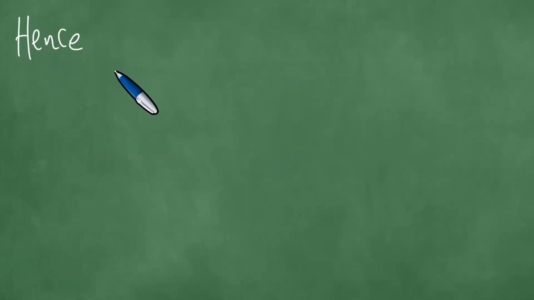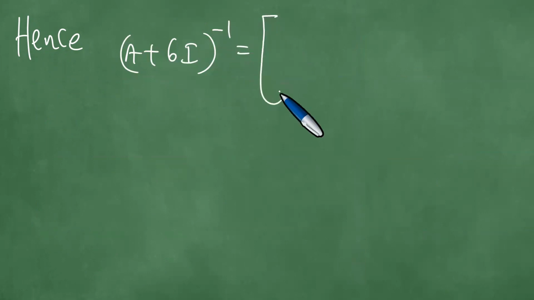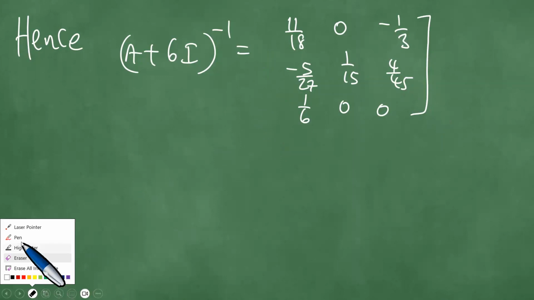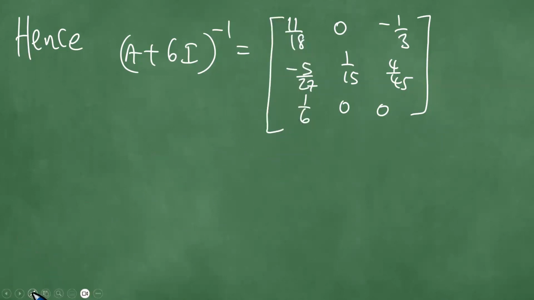hence, A plus 6I inverse is 11 out of 18, 0, minus 1 out of 3, which is minus 5 out of 27, 1 out of 15, 4 out of 45, 1 out of 6, 0, 0. So this is what we get.